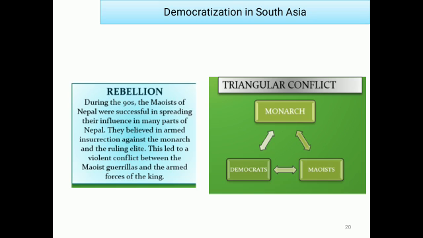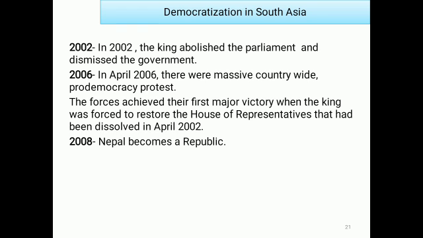This led to a violent conflict between the Maoist guerrillas and the armed forces of the king. So that was called triangular conflict. You may be asked, what is triangular conflict in Nepal? What do you understand by it? That can be a question for you. So, monarch, democrats and Maoists.